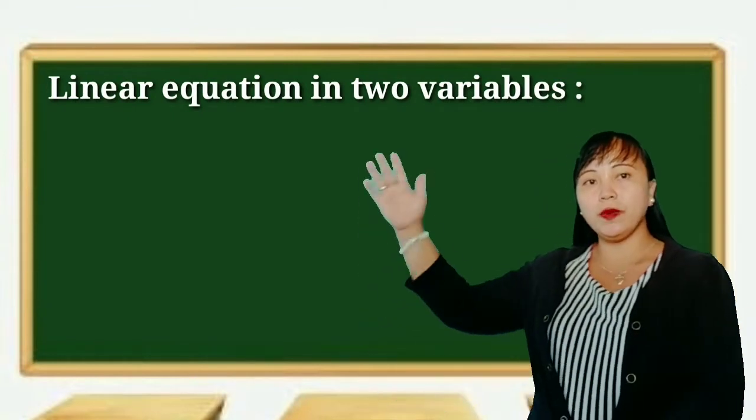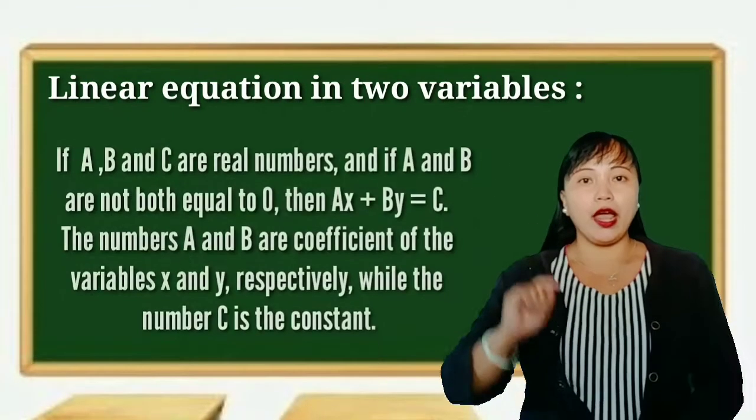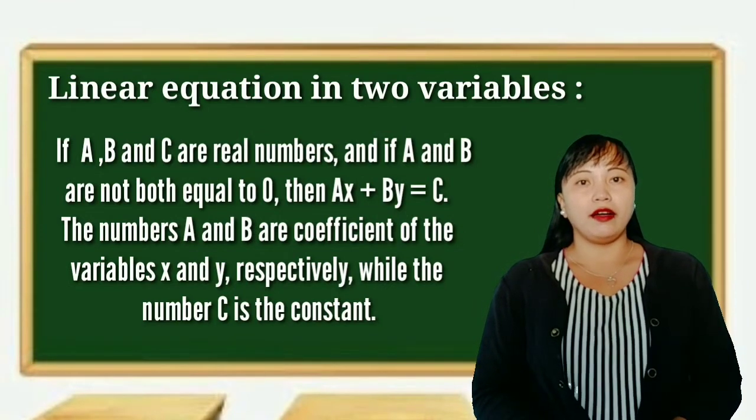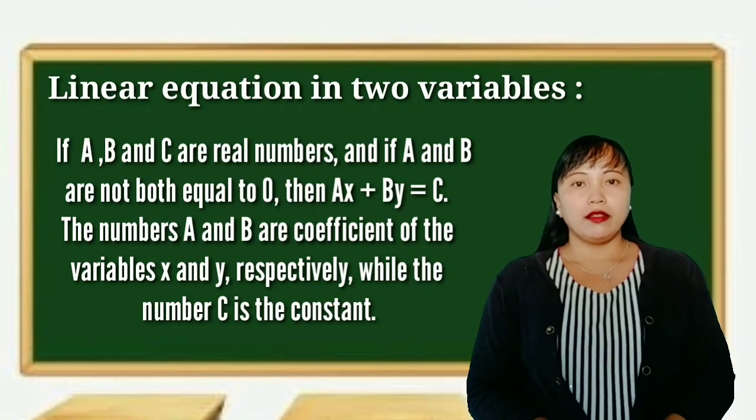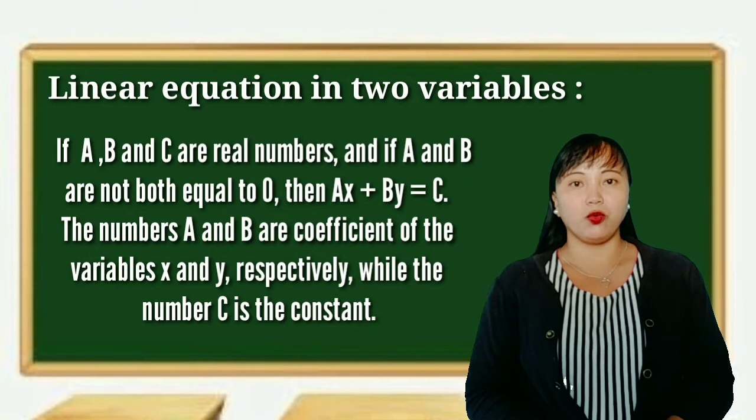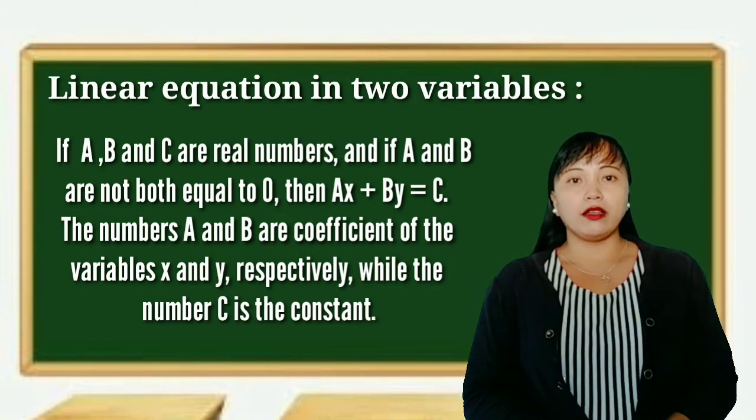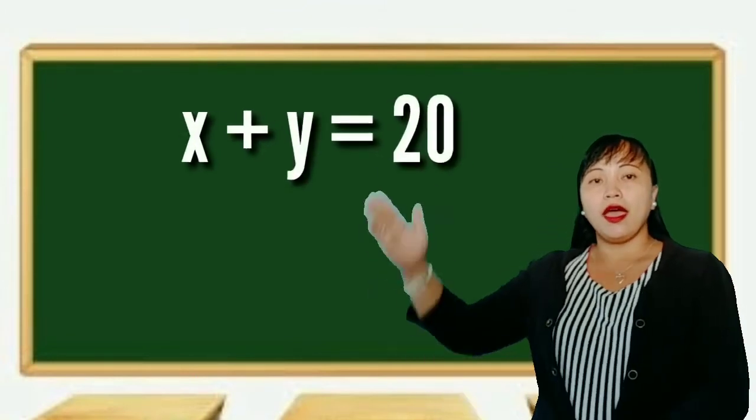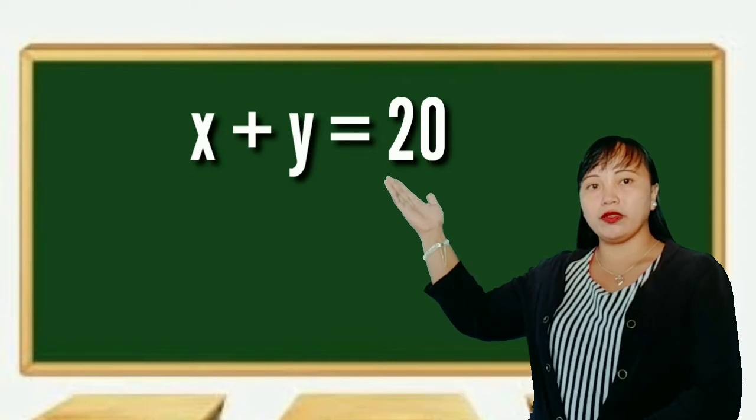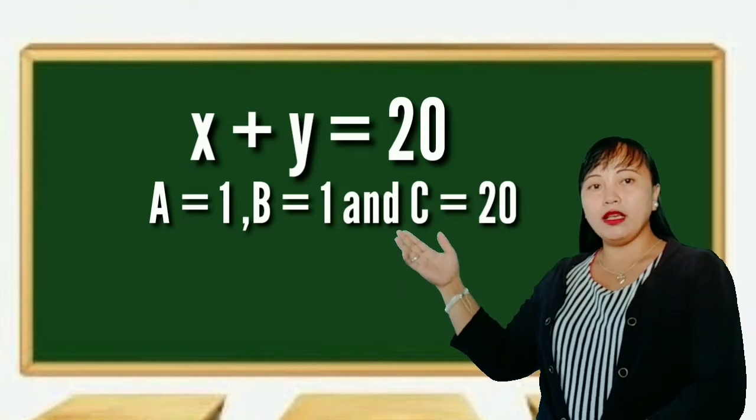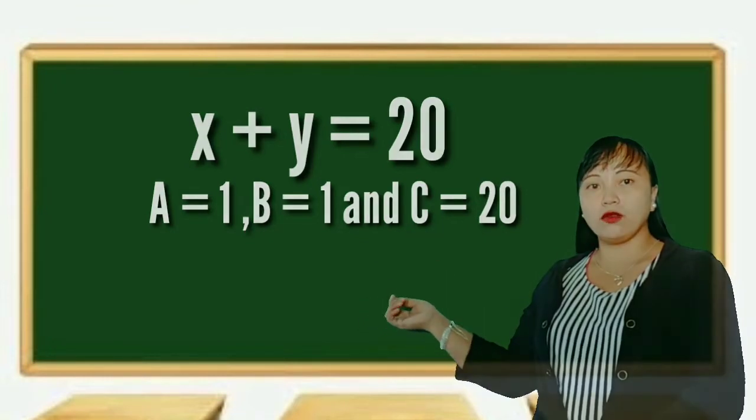Linear equation in two variables, remember, if a, b, and c are real numbers, and if a and b are not both equal to 0, then ax plus by is equals to c. Then the numbers a and b are coefficients of the variables x and y, respectively, while the number c is the constant. Therefore, the equation x plus y equals 20 is written in standard form, where a is equals to 1, b is equals to 1, and c equals 20.